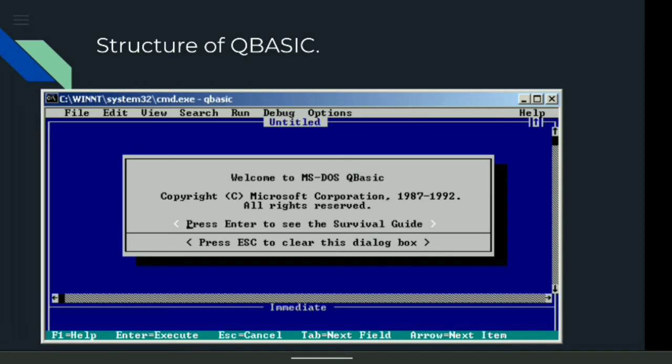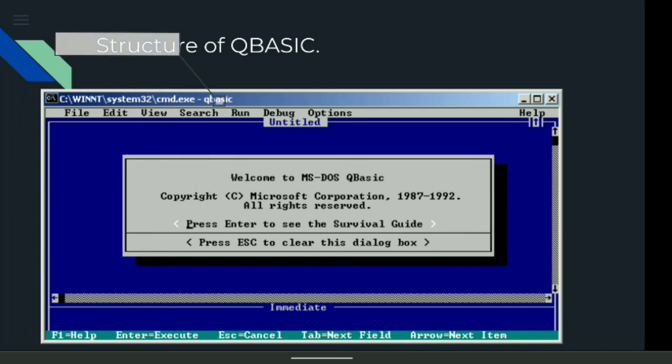So over here we'll have to understand the structure of Qbasic, the structure of the Qbasic window. So how do you start Qbasic? In order to start Qbasic, you will have to click on the Qbasic icon in your Windows computer. If you don't have the Qbasic icon, you will have to download the software from the internet, and you can start using it. So this is the structure of Qbasic.